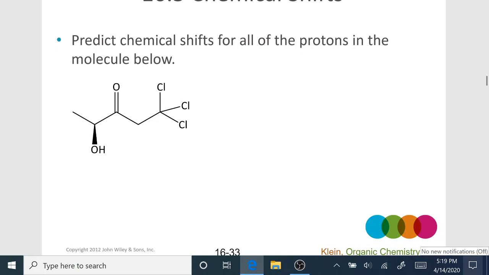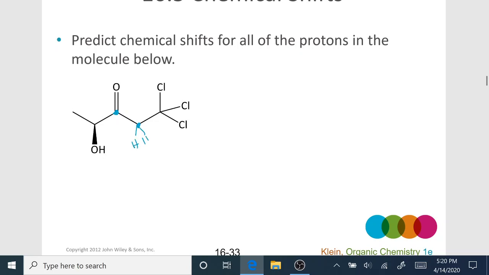Okay, so let's see if we can predict the chemical shift for all of the hydrogens in this molecule. So there are no hydrogens on that carbon, so let's just start with him. Notice that guy has no hydrogen, so we're not going to get a signal in proton NMR for him. Now we will see a signal in carbon NMR, carbon 13 NMR.